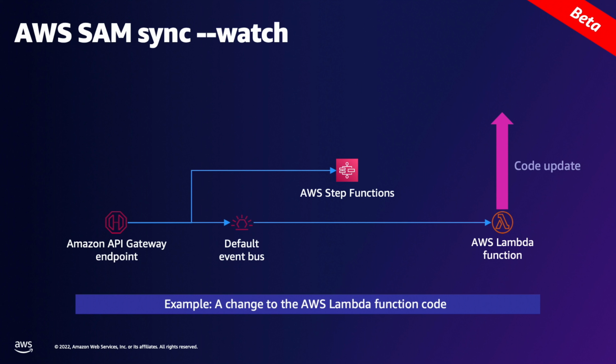You can also use SAM sync --watch, and what this does is it watches your code for changes and automatically decides if it should be a configuration update or a code update. So if it's a configuration update, then you use CloudFormation for a full stack update, and if it's a code update, it just updates the code. And this happens automatically for you. So as you make changes to your code, SAM is watching, and it'll send those changes up for you.